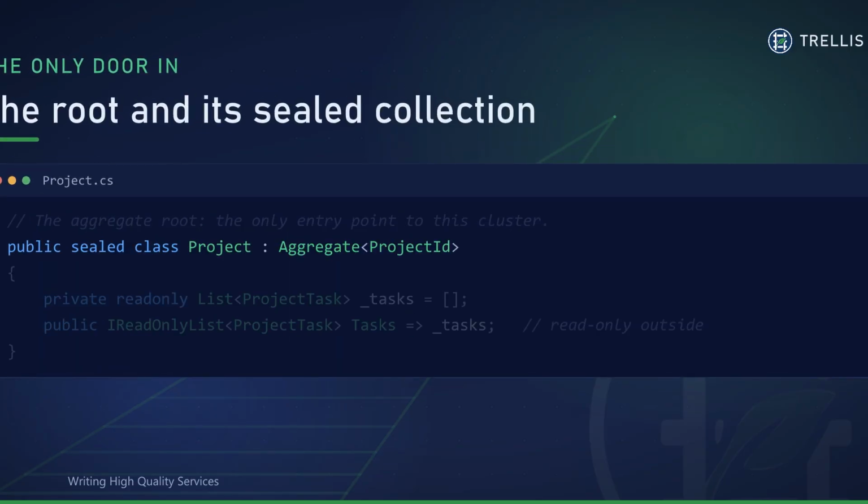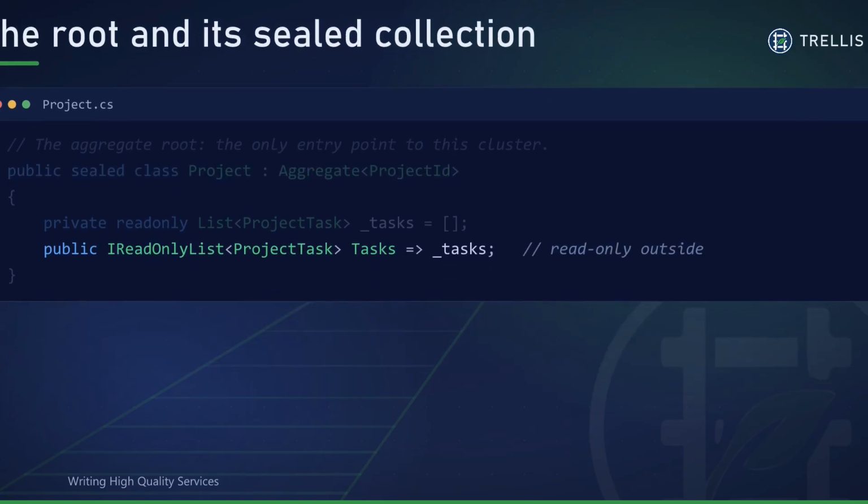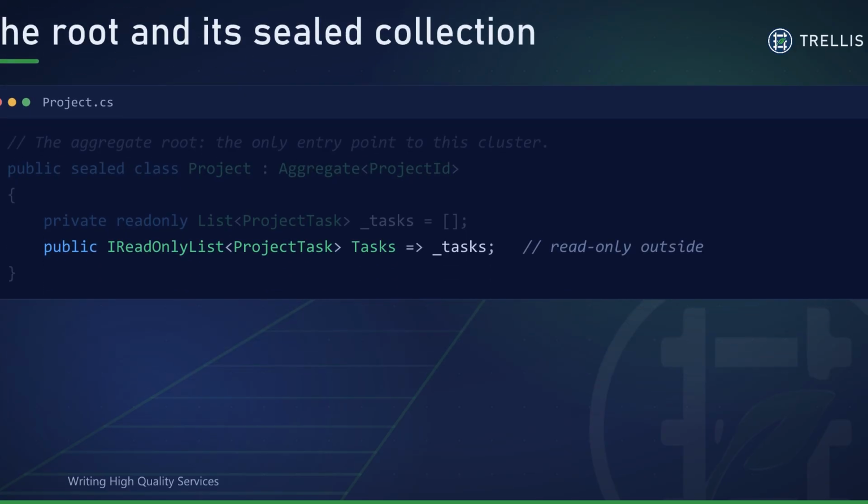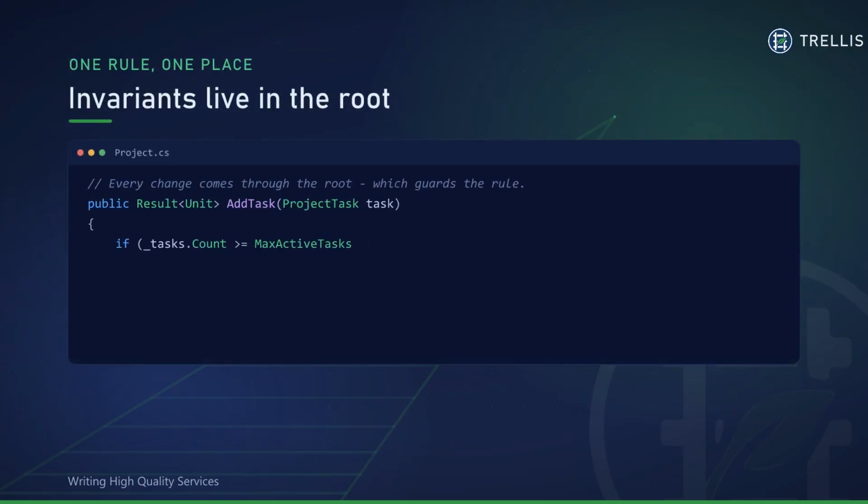An aggregate is a cluster of objects you treat as one unit. Pick one entity as the root, here, Project, and derive it from Aggregate. The child tasks live in a private list. The outside sees them only as a read-only list. No add, no remove, no setter. So nothing can reach in and change the cluster behind the root's back. The root is the only door in. And every change comes through that door.